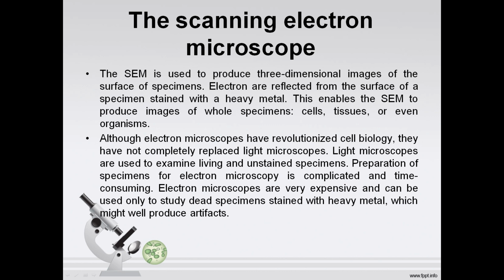Although electron microscopes have revolutionized cell biology, they have not completely replaced light microscopes. Light microscopes are used to examine living and unstained specimens. Preparation of specimens for electron microscopy is complicated and time-consuming. Electron microscopes are very expensive and can be used only to study dead specimens stained with heavy metal, which might well produce artifacts.